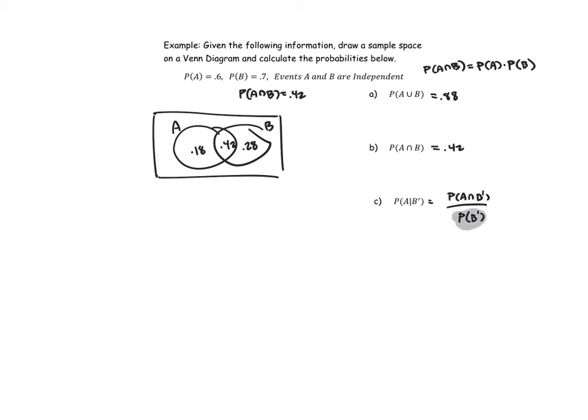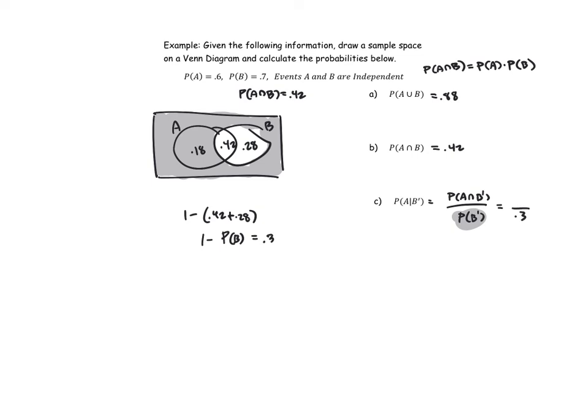Let's find the probability of not B. Well, the probability of not B would be anything out here, anything outside of B. So what I'm going to get there for the probability of not B is 1 minus 0.42 plus 0.28, which is going to be 1 minus the probability of B. This is really just 0.3. So we'll get 0.3 for the denominator there.